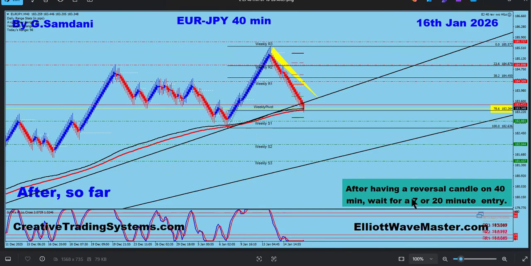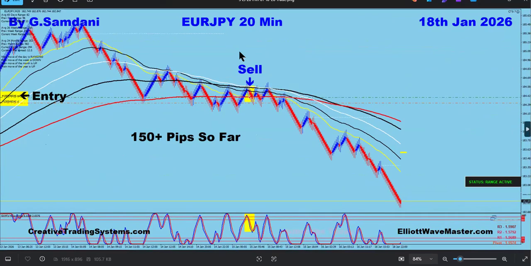Then where are the 7-minute and 20-minute entries? How did I take the trade? Let's take a look. The next chart will show you how I took the trade using my entry system from either the 7-minute chart or the 20-minute chart. Sometimes the 7-minute chart doesn't give the entry, but then you get the entry from the 20-minute chart. So you see 150 pips in that move.